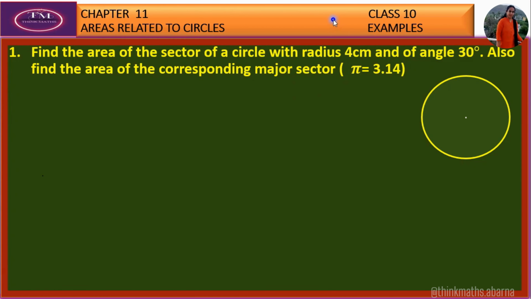We are in class 10 Maths, chapter 11, areas related to circles. In this session, we are going to discuss example problems. So the first example: find the area of the sector of a circle with radius 4 centimeter and of angle 30 degree. Also, find the area of the corresponding major sector. We have to use the value of pi as 3.14.